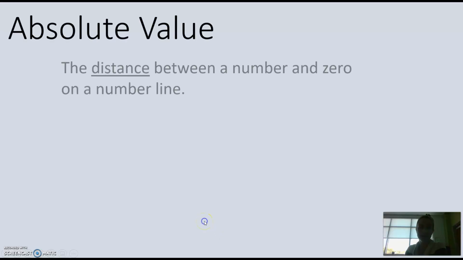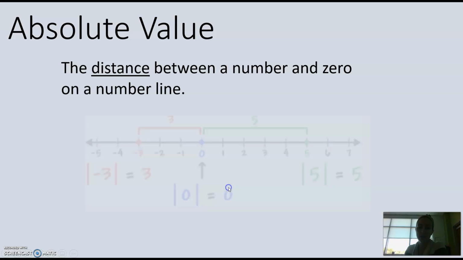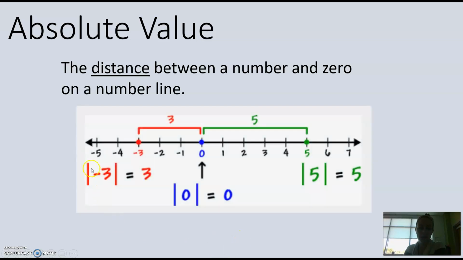Absolute value. Absolute value is the distance between a number and 0 on the number line. So I have an image here. The absolute value of -3 is 3. It shows that it's 3 units away from 0 on the number line. The absolute value of 0 is 0 because it has no distance from itself. And then the absolute value of 5 would still be 5.